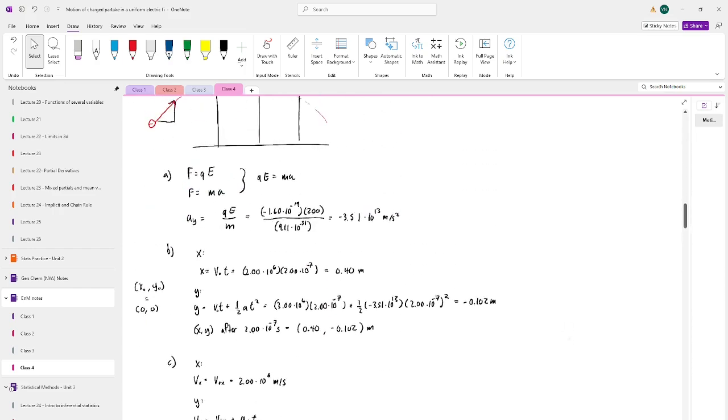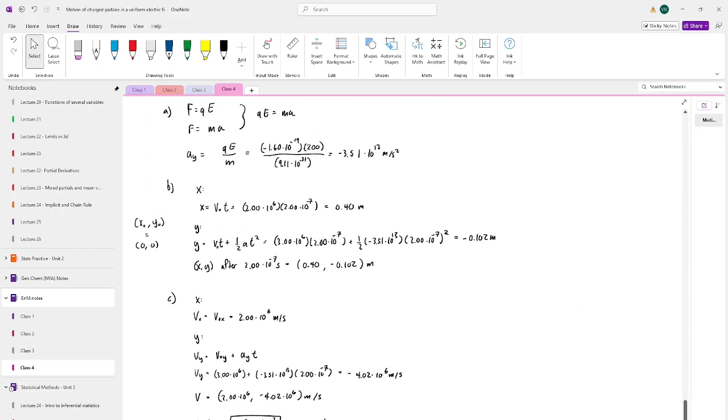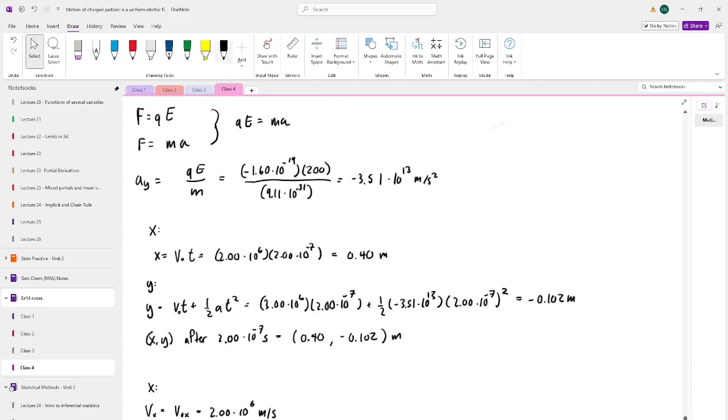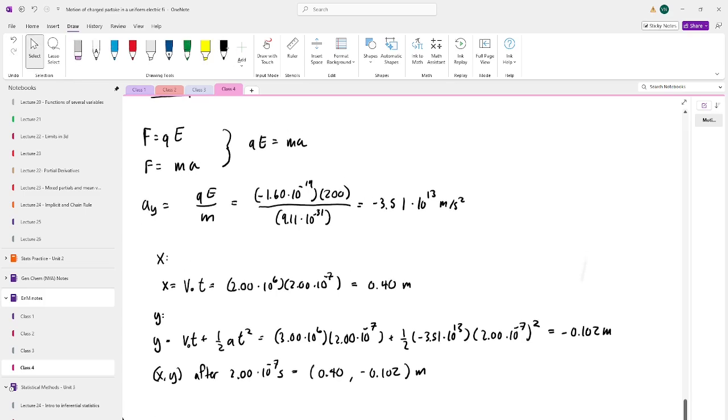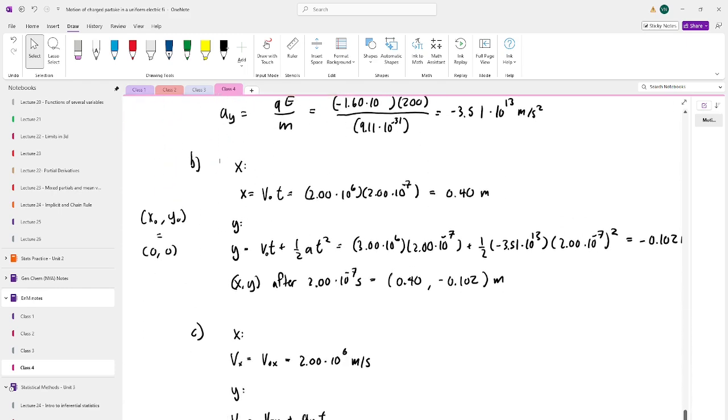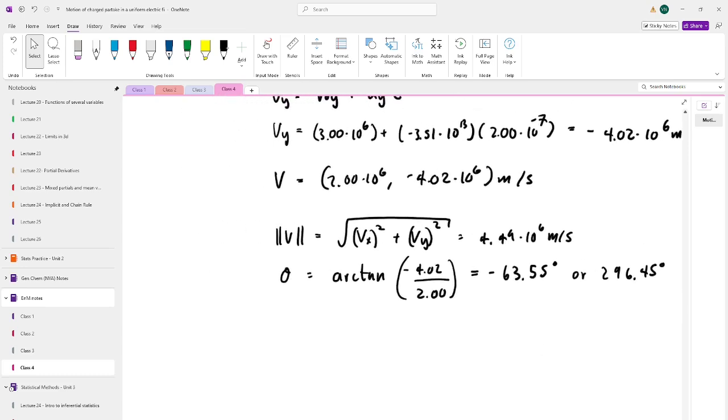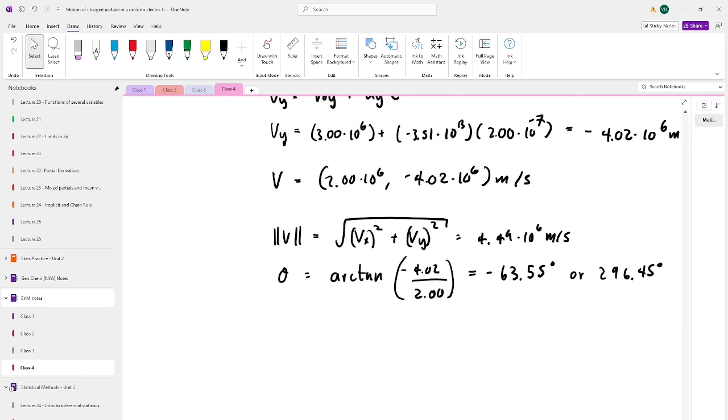This is a bit of a longer question, but at the end of the day, it's pretty much exactly the same as mechanics for these questions. We just have this new equation that we've been using, which is F equals QE and F equals MA, and then we use that to derive QE equals MA. But aside from that, everything else is pretty much the same, and you'd approach this problem the same way you would any other projectile question.